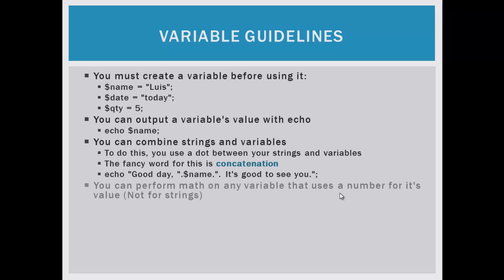We can perform math on variables as long as it's a number value, either an integer or a floating point number, which is just a decimal number or a precise number, however you want to call it. So we put $x equals 10 and $y equals 4, and we echo $x minus $y. The result will be 6, right? So that's very simple. So let's actually put it into our PHP page.